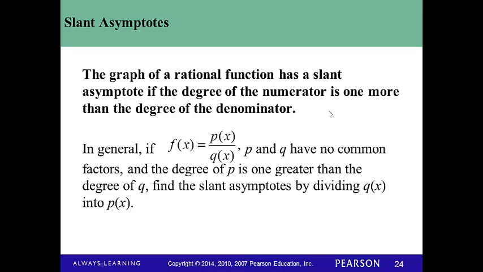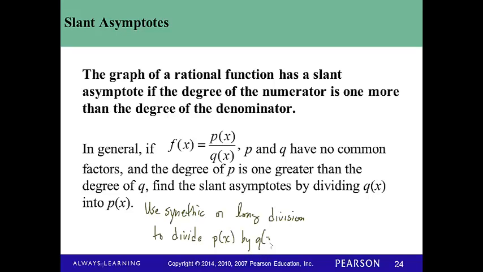Okay, so how do you find the slant asymptote? Well, you just divide Q into P. So what you're going to do is use synthetic or long division to divide P of x by Q of x.